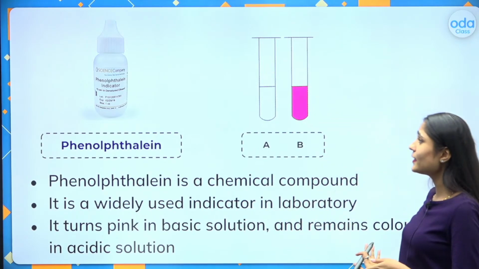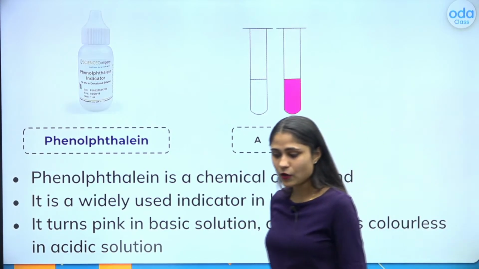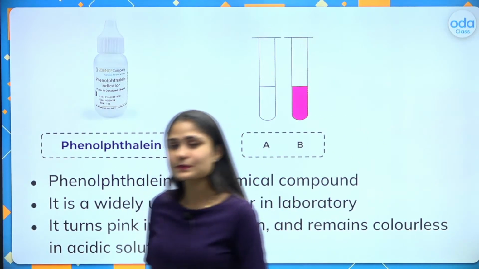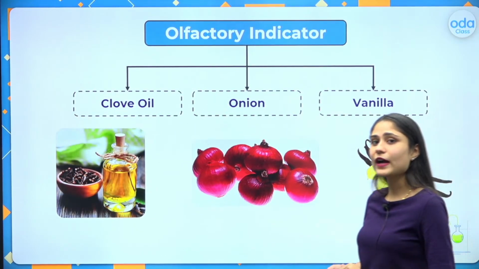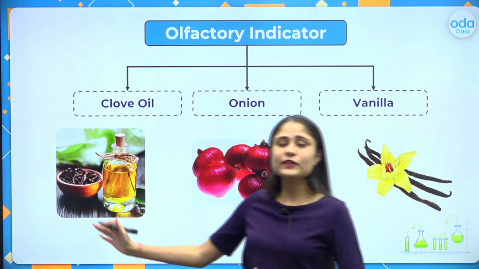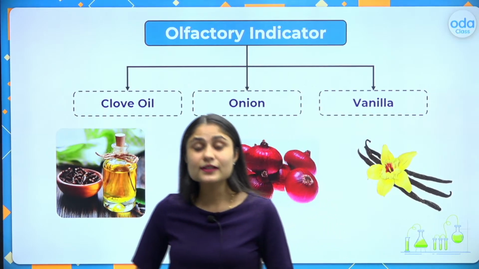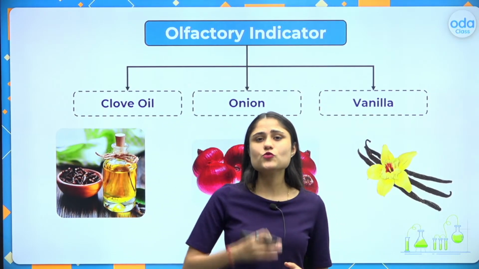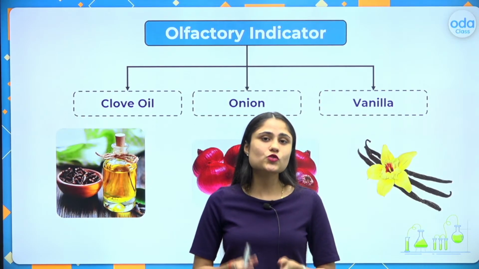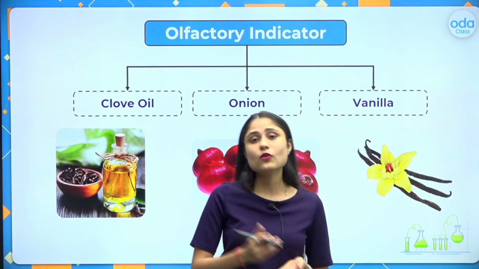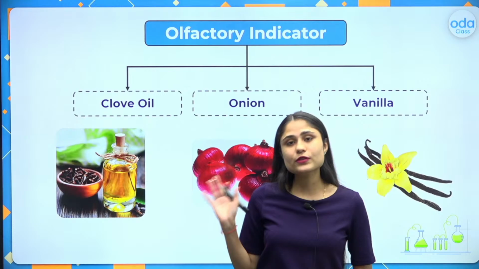Now let us move ahead. And dear students, we will now all be learning about more types of indicators, right? So here we go. Now we come to the olfactory indicators. Till now, all of the indicators that we had studied were visual indicators. That means there will be a color change whenever we add them to a chemical compound. So the color change will indicate whether it is acidic or basic. But now we come and learn about the olfactory indicators.